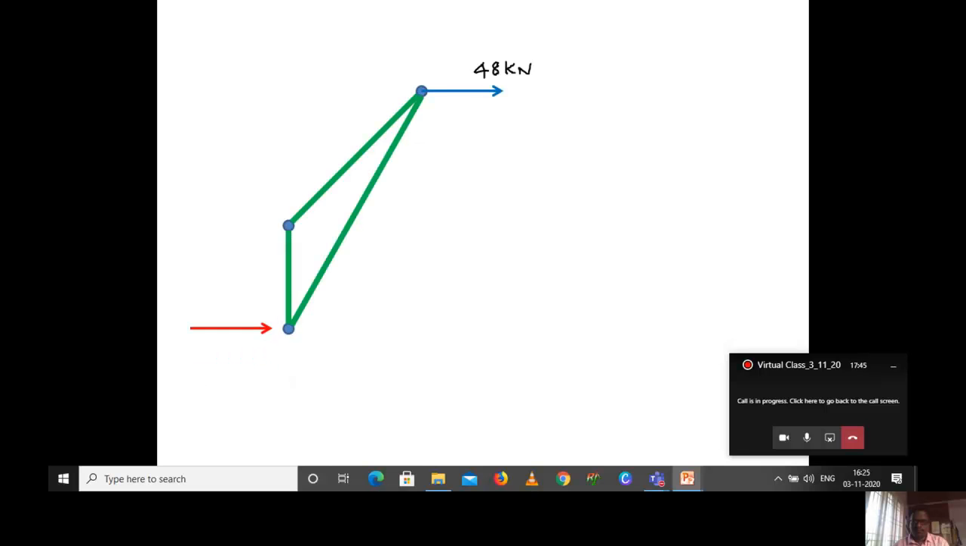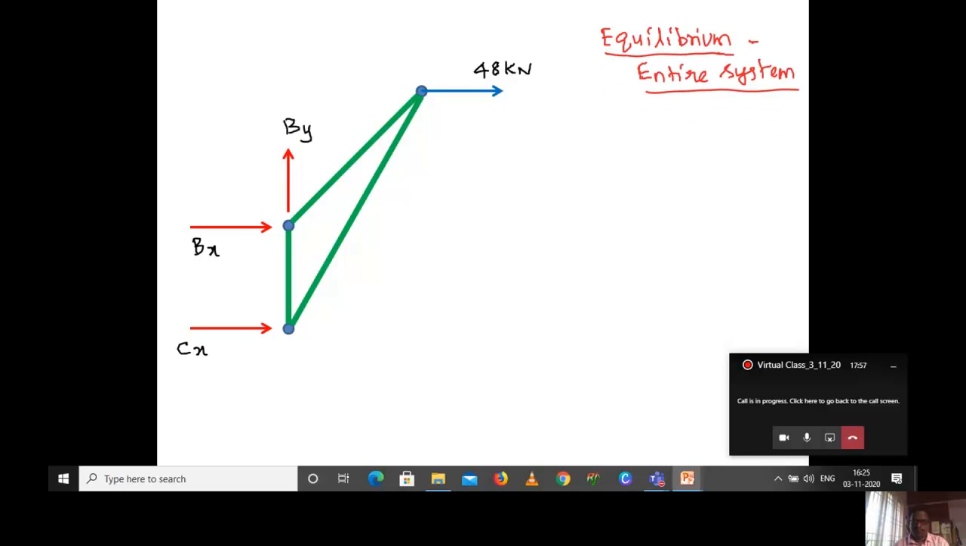What are the forces acting? 48 kilonewton, a reaction at C, and two reactions at B. So based on this, if we are drawing the equilibrium diagram, otherwise if you are considering the entire system is in equilibrium, then take the x and y axis. So I am going to solve this particular problem with resolution of forces first. After that we will solve using Lami's theorem. So first in this category, we are going to take all the forces with respect to x and y axis.